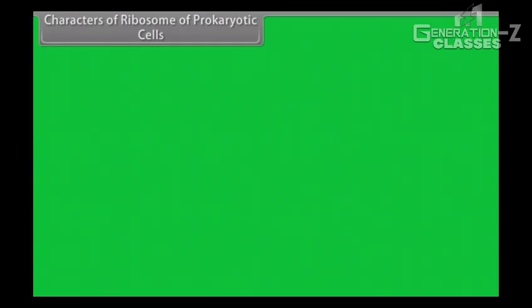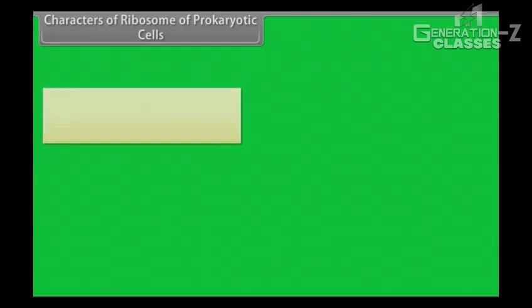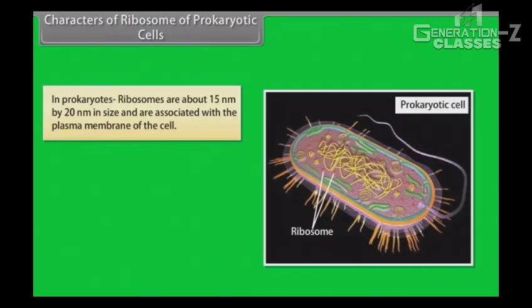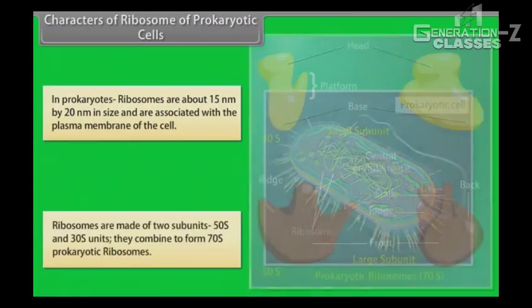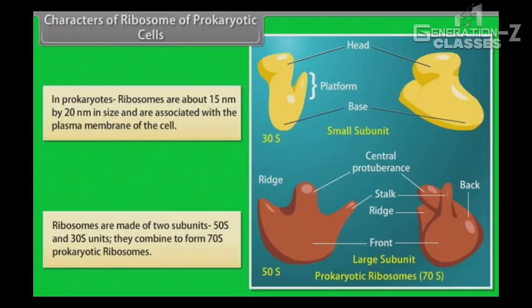Characters of ribosomes of prokaryotic cells. In prokaryotes, ribosomes are about 15 nanometer by 20 nanometer in size and are associated with the plasma membrane of the cell. Ribosomes are made up of two subunits, 50S and 30S units. They combine to form 70S prokaryotic ribosomes.